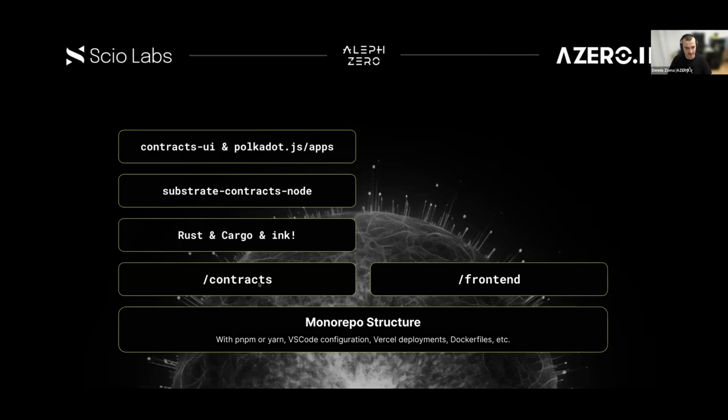Let's dive deeper into the contract side of things. Of course, for Ink smart contracts, you need Rust, Cargo, Ink. It's all set up in this directory. There is a shorthand script to spin up your substrate contracts node. There are shorthand scripts to spin up contracts UI or Polkadot.js apps. Nothing too exciting.